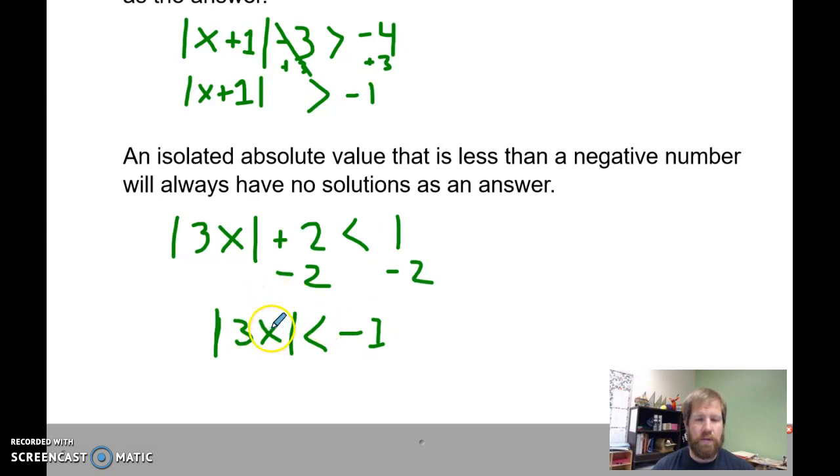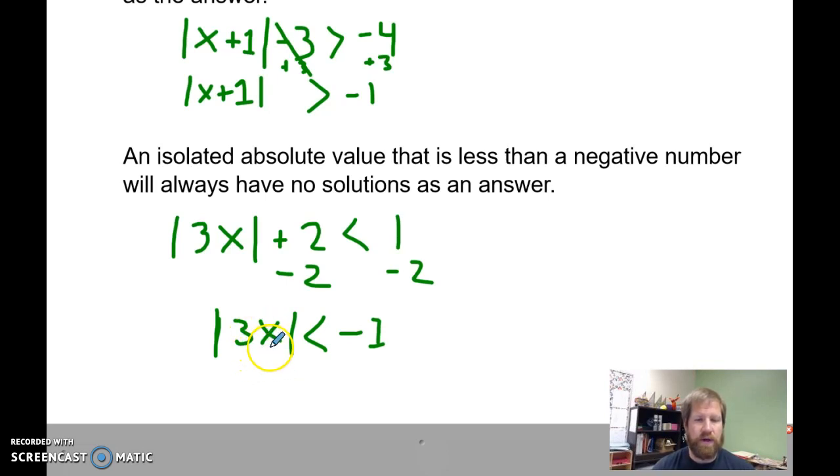If I put a number in here, is there any way that I can get this answer after it comes out of the absolute value to be less than negative 1? And the answer is no. There's nothing I can put in here to make it less than negative 1. I could put in 0, 3 times 0. Well, 0 is not less than negative 1. 0 is greater than.